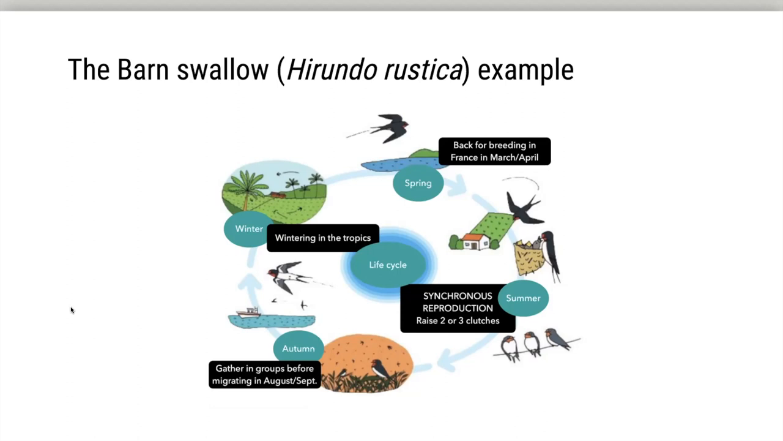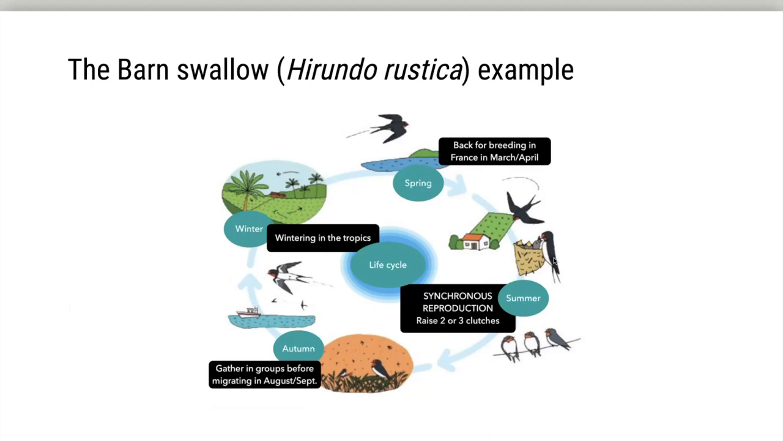It's a bird species that is a partial migratory. So in spring, they spend the winter in the tropics, at least here in France. They come back in spring for breeding in the Mediterranean area. They raise two or three clutches during the summer, and all the birds breed at the same time. So there is one season of reproduction in the year, and it's synchronous for all the individuals of the population.